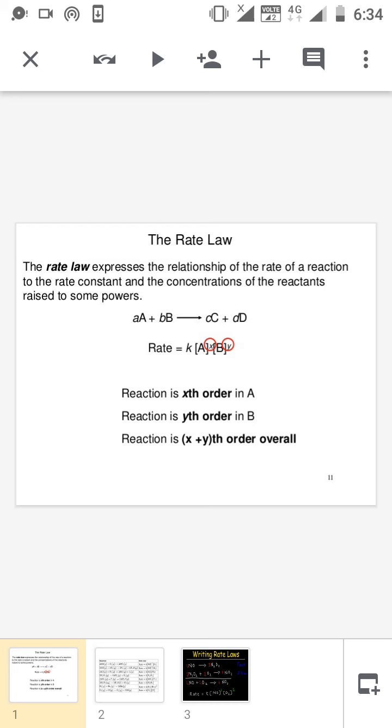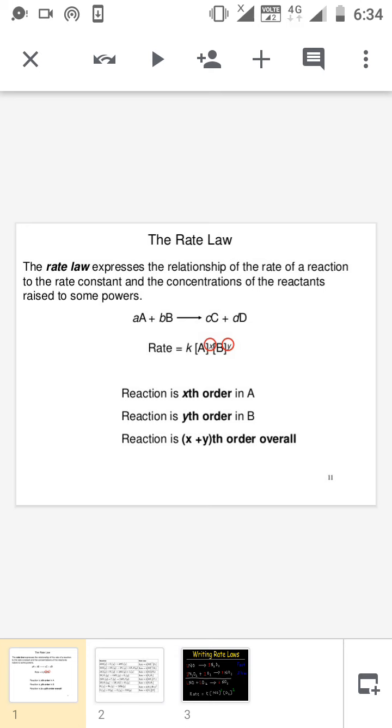The next important term is the specific reaction rate. If the concentration of each reactant, using molar concentration, is unity, then the k value is known as the specific reaction rate.